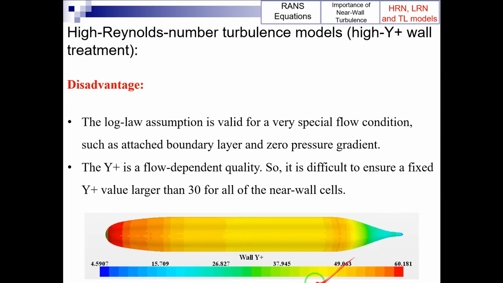For instance, this figure here represents the distribution of Y plus values over the surface of an underwater vehicle where an attempt has been made to use a high Reynolds number turbulence model. As can be seen, although the Y plus value is mostly larger than 30 over the body surface, there are some regions where the Y plus is significantly smaller than 30.